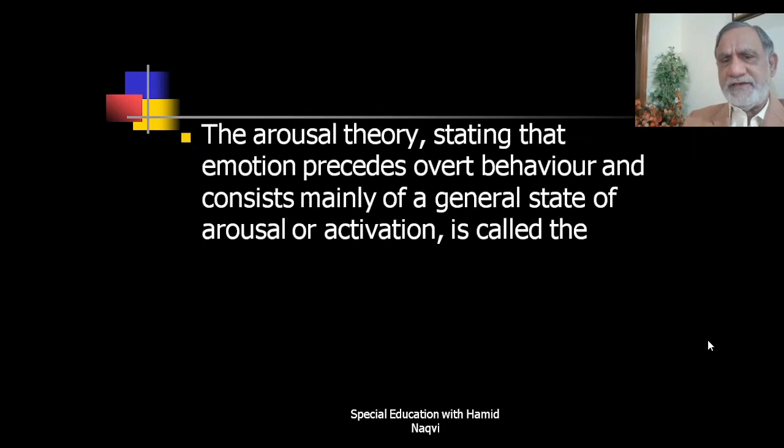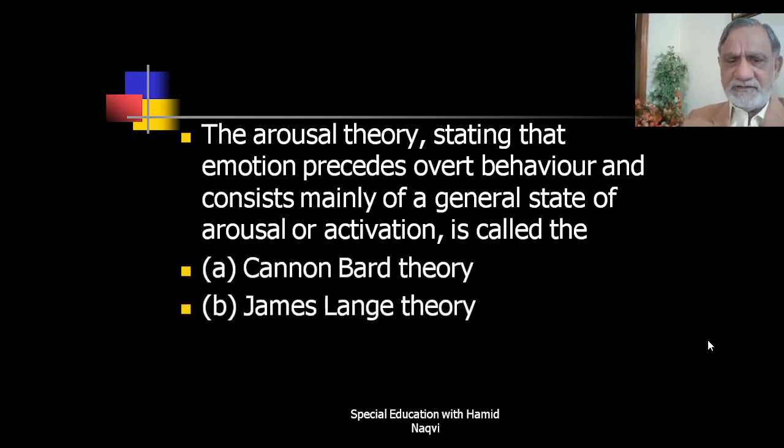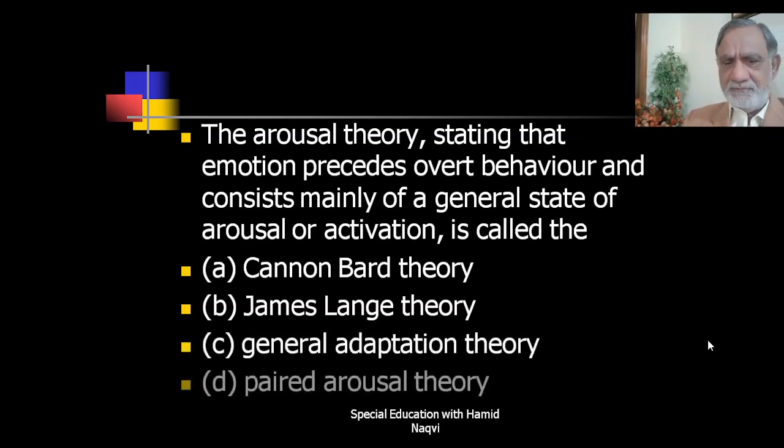The arousal theory, stating that emotion precedes overt behavior and consists mainly of a general state of arousal or activation, is called the Cannon-Bard theory, James-Lange theory, general adaptation theory, or paired arousal theory. The correct one is the first one, that is Cannon-Bard theory.